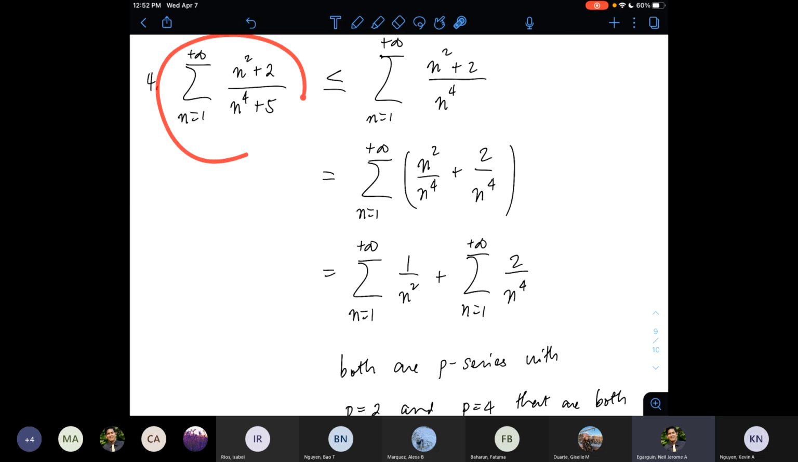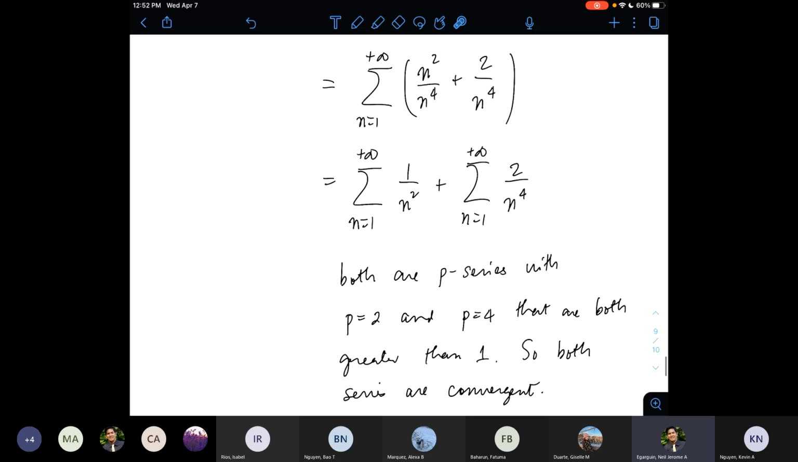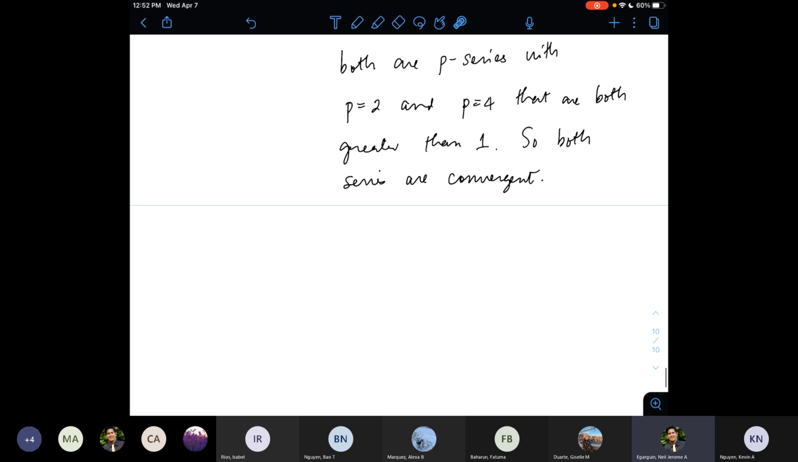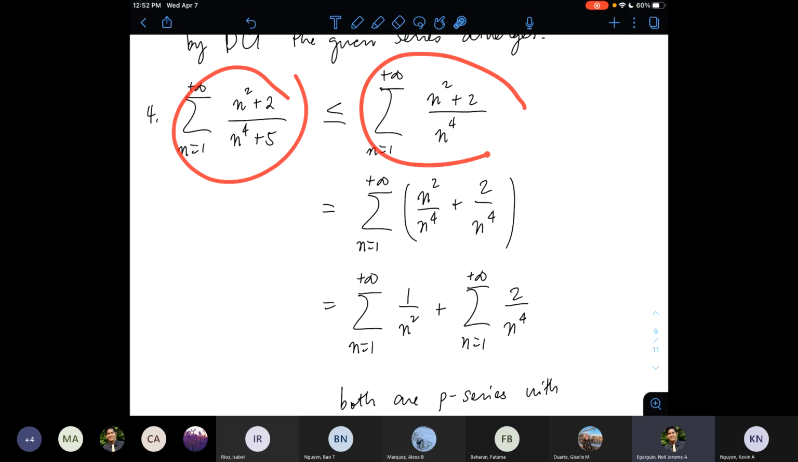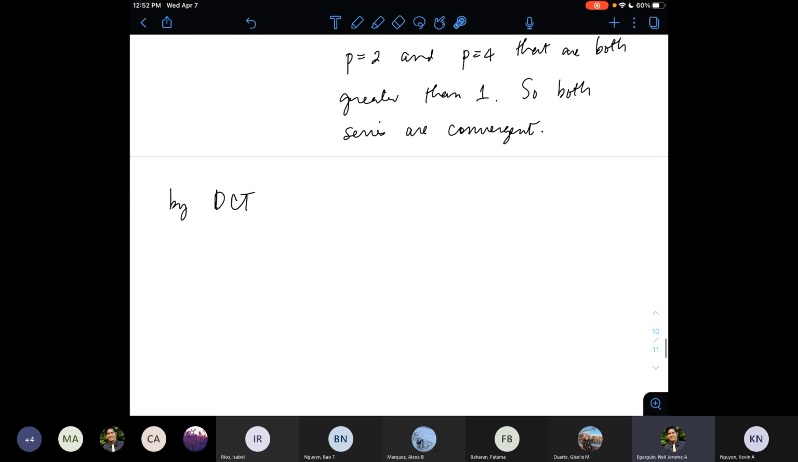Upon simplification, the given series turns out to be smaller than the sum of two p series. The first p series has p equals 2. The second p series has p equals 4. Both p's are greater than 1, and so this is convergent. This is convergent. And the sum of two convergent series is convergent, right? So by DCT, this series being smaller than a convergent series is also convergent.